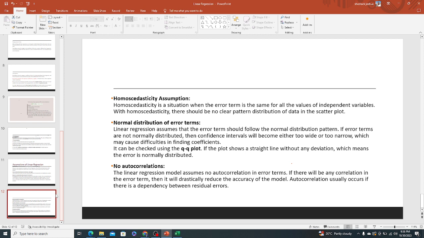Homoscedasticity. We know we have heteroscedasticity and homoscedasticity. For homoscedasticity, we are saying that it is a situation where the error term is the same for all the values of the independent variables. With homoscedasticity, there should be no clear pattern distribution of data in a scatter plot.